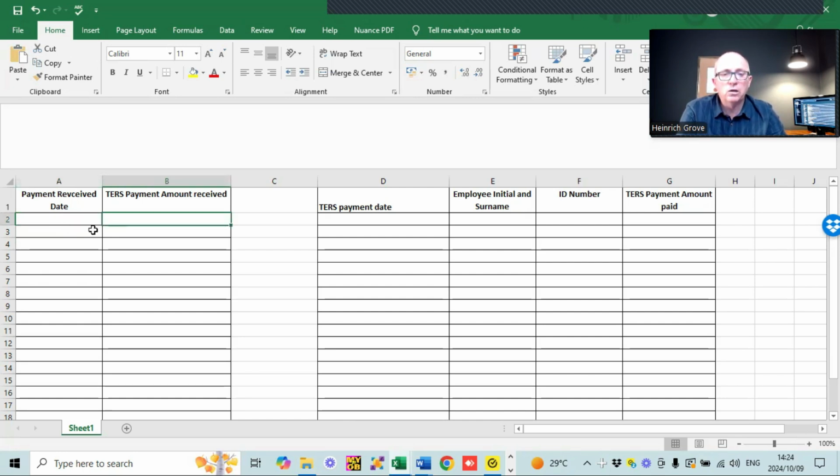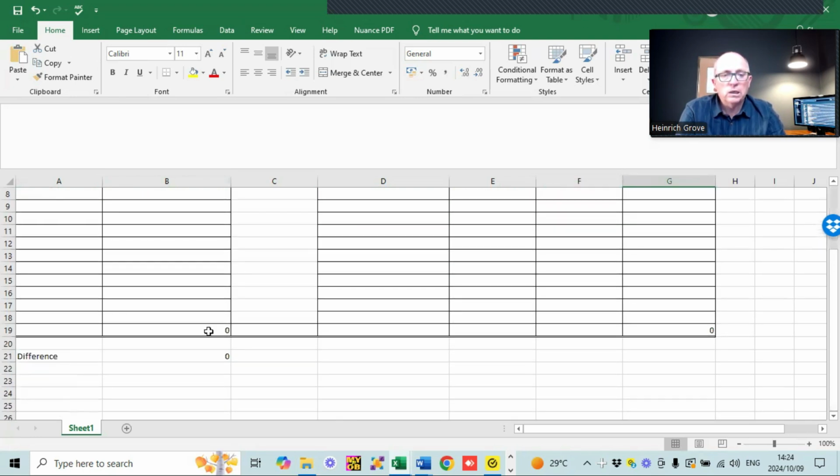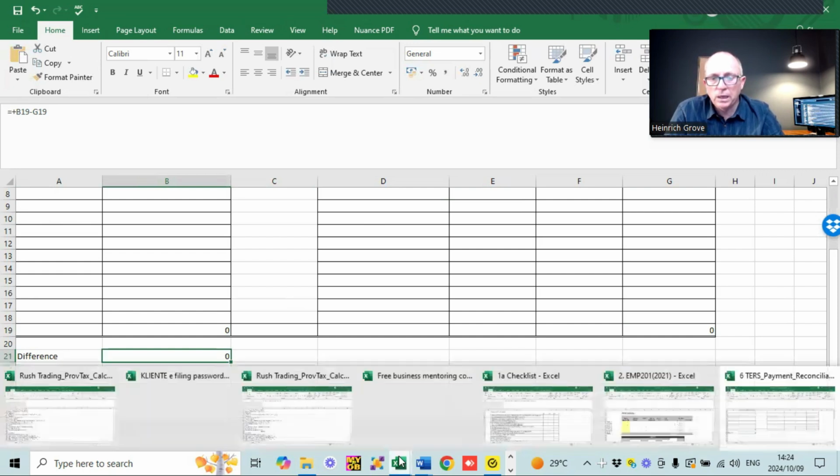So if you received 20,000, you're going to put it in there. Then the TERS payment date, so the date on which you paid it out, which employee it was, what his ID number is, and what the amount was that was paid out. Then right at the bottom, you can see it's going to total whatever the total is that you received. It's going to total the amount that's paid out, and the difference hopefully will be 0, which means that your reconciliation is done between what you received and what you paid out.